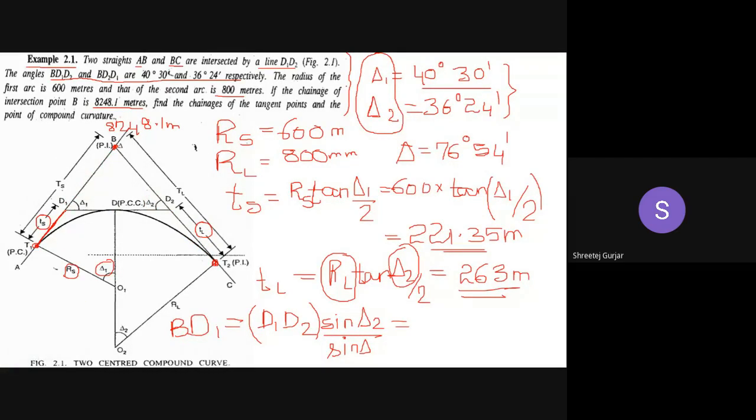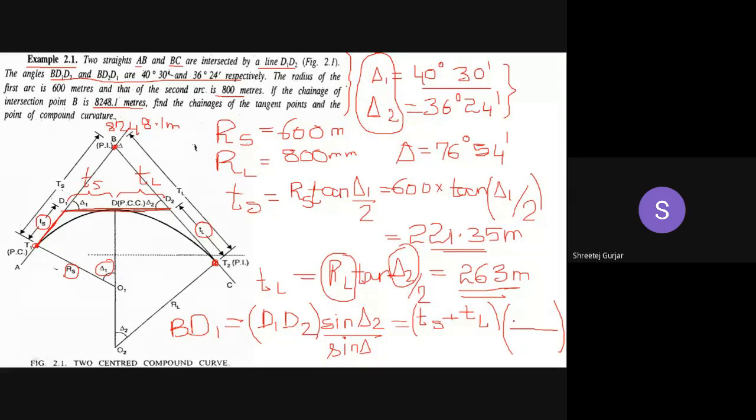So what is D1, D2? It is this distance from here to here. D1, D2 is this distance. So the property of a tangent, we know if this is TS, this will also be TS, right? This distance will also be TS. And this distance from here to here will be TL. So what is D1, D2? It is nothing but TS plus TL into sine delta 2 by sine delta 1, the same thing.